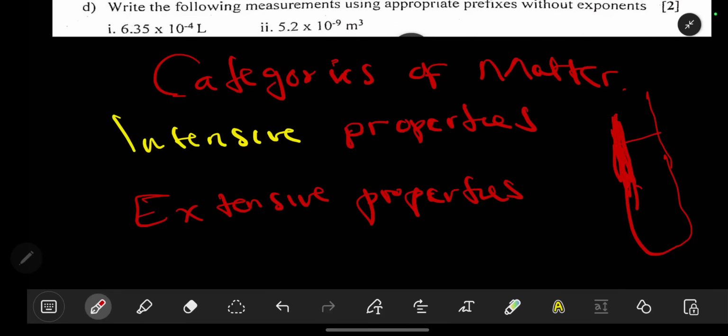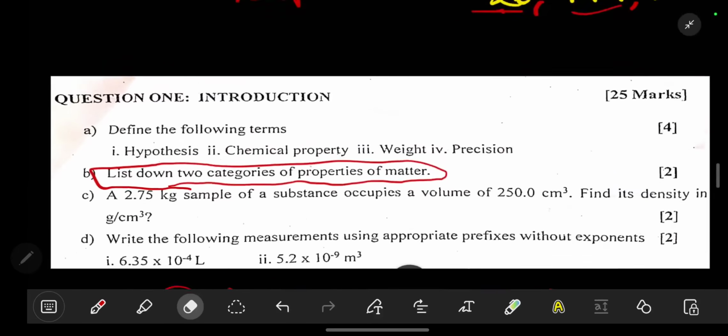Mass is also an extensive property due to the fact that mass would be dependent on the amount of substance that you have. So those are the definitions in case it came. So let's look at the next one.